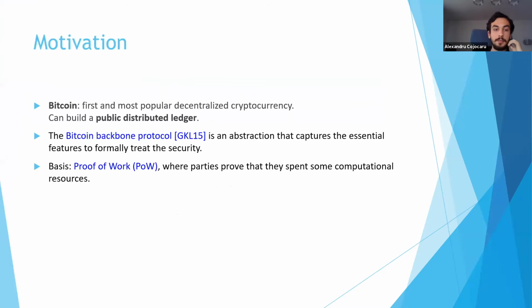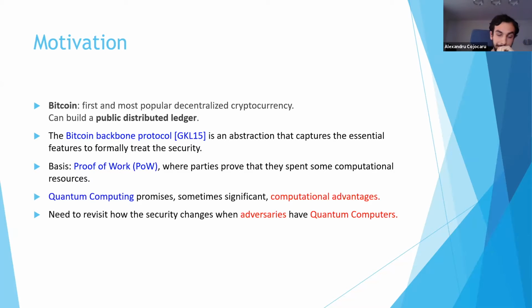Firstly, to present some motivation, as we all know, Bitcoin is the first and most popular decentralized cryptocurrency. It can build a public distributed ledger. And the Bitcoin backbone protocol, which was also mentioned in the previous talks, is an abstraction that captures the essential features to formally treat the security of Bitcoin. At the basis of the security lies the concept of proof of work, in which essentially parties are proving that they're spending some computational resources.